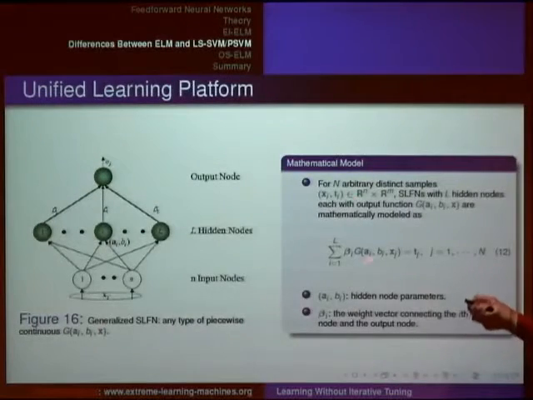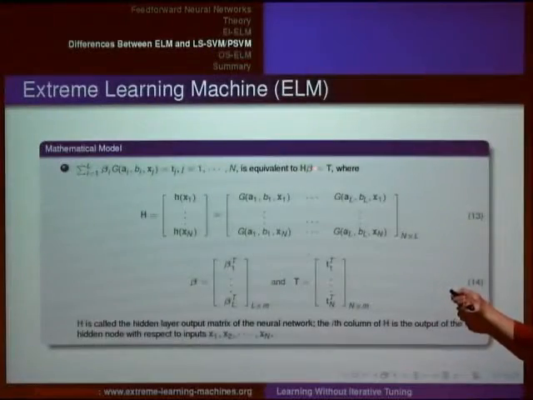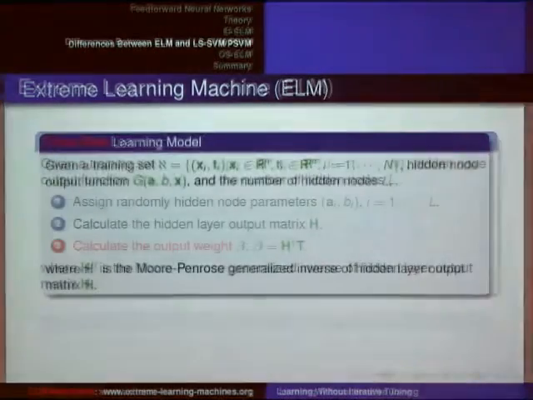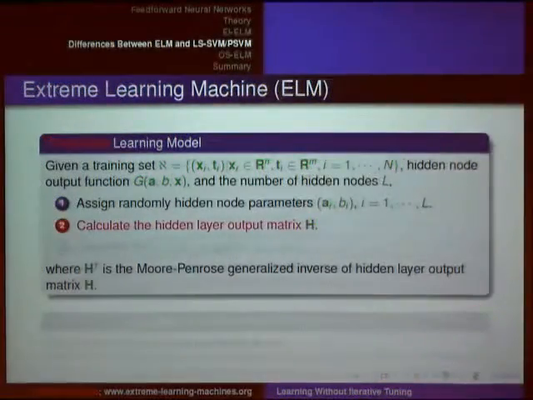Usually, given the N training data, we have N equations. L means the number of hidden nodes, meaning L unknown parameters. In this case, we can write them in matrix format, so we have H beta equal to T. To solve this problem, we just need to get the beta. So we randomly generate the hidden nodes, calculate the hidden layer output matrix, and then do the pseudo inverse to get the beta. This is the basic idea.